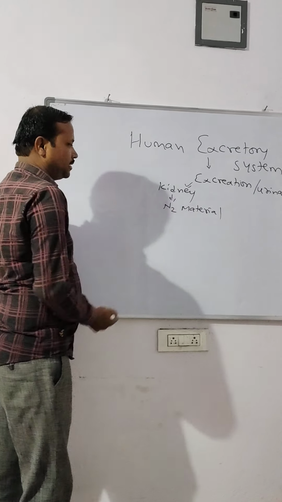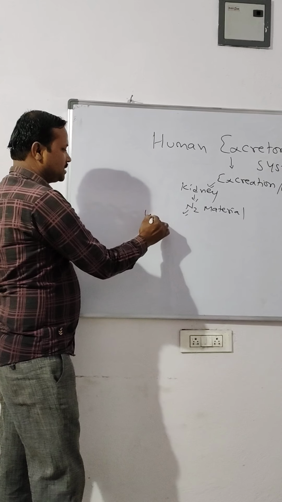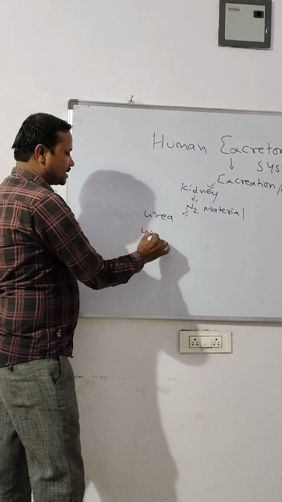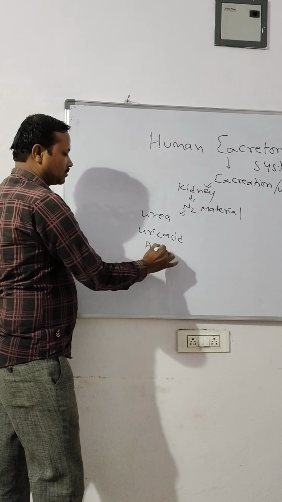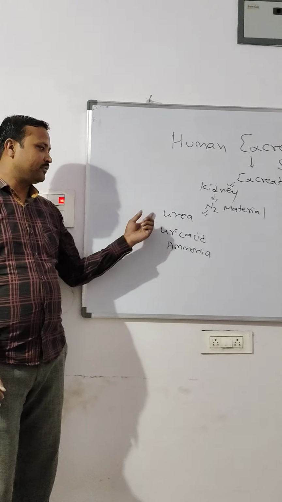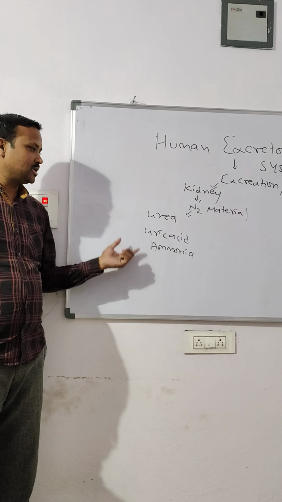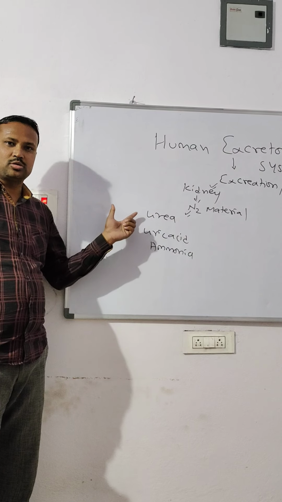That is nitrogenous material. What are the nitrogenous materials here? Urea, uric acid and ammonia. So what happens if these three are not excreted? If these three things are not excreted from the body, it causes damage to the kidneys.